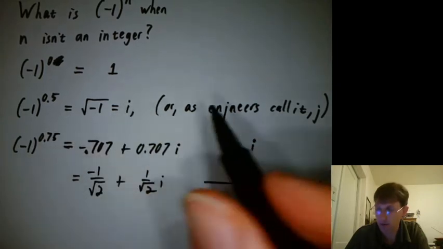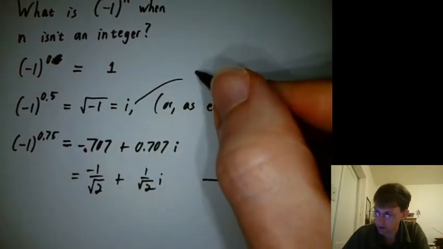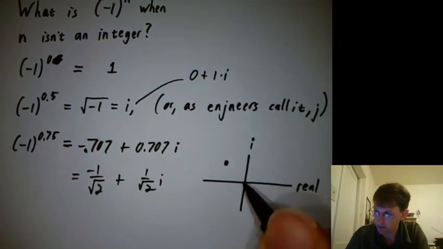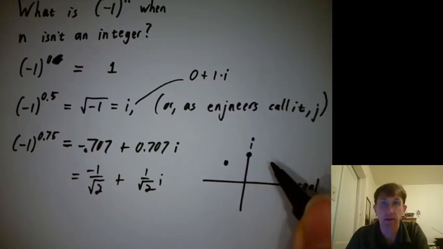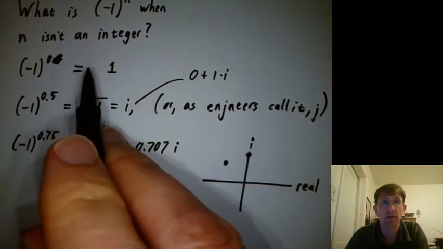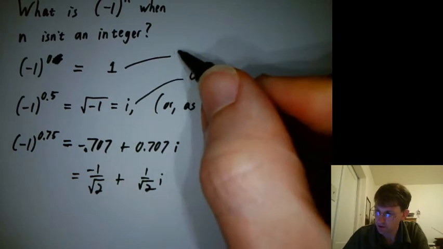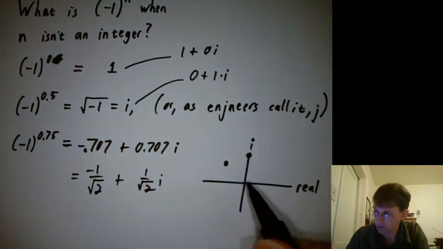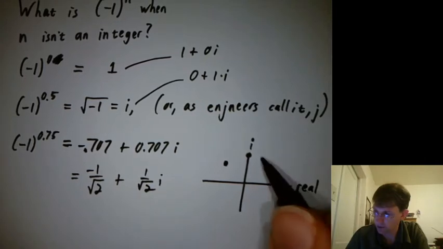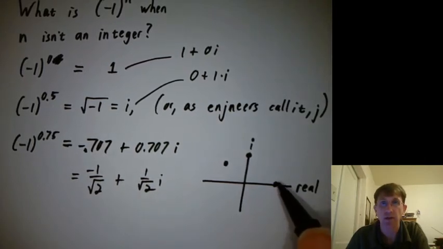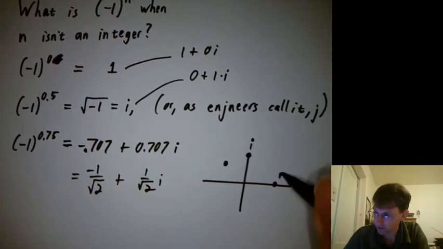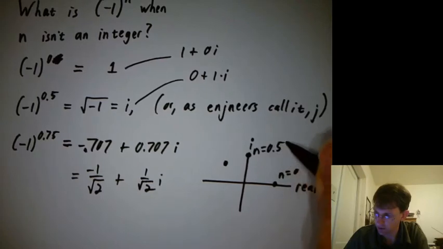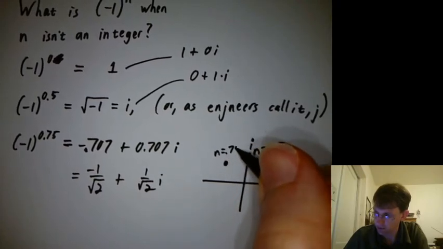We got i, which we could also write as 0 real plus 1i. So that would be 0 on the real axis and 1 on the imaginary axis. What was this? This was 1, which you could say is 1 real plus 0i. And that would be over here on 1 with a y coordinate of 0. So here we are at n equals 0. Here we are at n equals 0.5. Here we are at n equals 0.75.